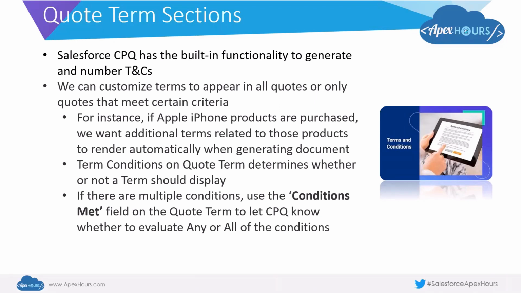So term conditions on code terms determine whether or not a term should display. So we have a separate related list for this to include your conditions under which circumstances that you want the code term to be shown or not. And if there are multiple conditions that you define, then you can use the conditions met field on the code term to let CPQ know whether to evaluate all of those conditions or any of those conditions in order for the code term to be displayed.